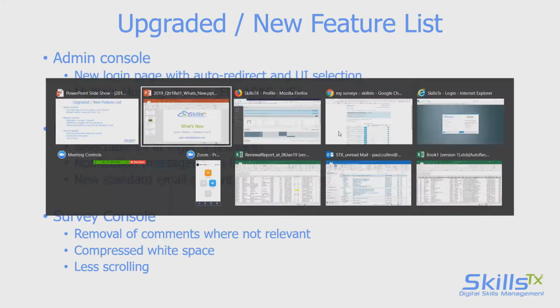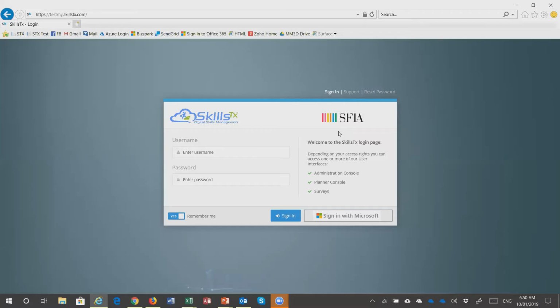So let's have a look at the new login look and feel. So URL same as before. However, we do have a new URL, which will be a generic one. This is the login page. Looks very similar for the planner, but it's changed for the admin.